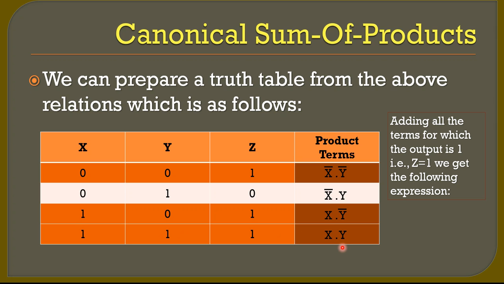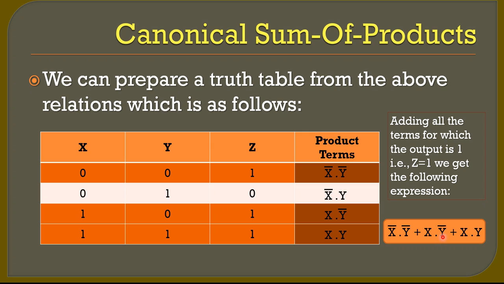Now you are going to add all the terms for which the output is 1. For z equals 1, we get the following expression. Wherever z equals 1, you can see three rows. You are going to add up all these terms, using the term and putting a plus sign in between. So you can see x dash dot y dash, then a plus sign. The second row is 0, so you cannot include it. The next one is x dot y dash, then a plus sign. Finally you have 1 for z, so it is x dot y. So this is the canonical sum of products form.